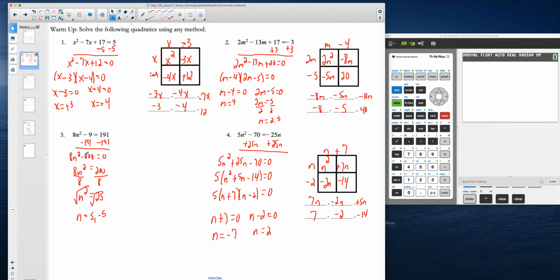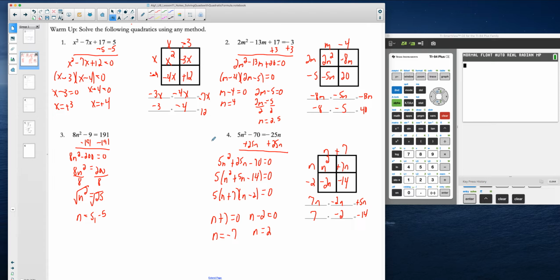So, what minus 200 is 0? 200. So 8n squared has to be equal to 200. Divide by 8, n squared is equal to 25. And then remember, when you take the square root, you're going to get two answers. You're going to get the positive root, which is 5, and the negative root, which is also negative 5.